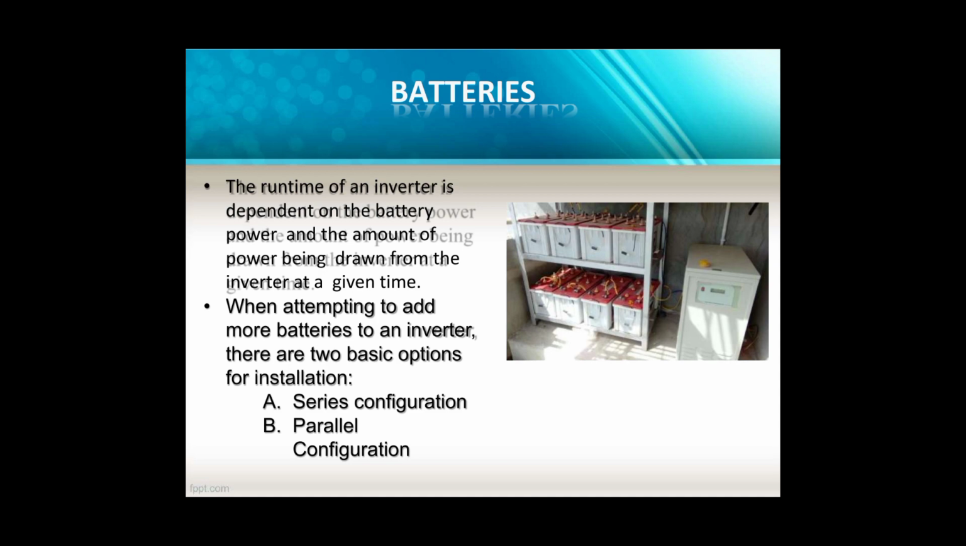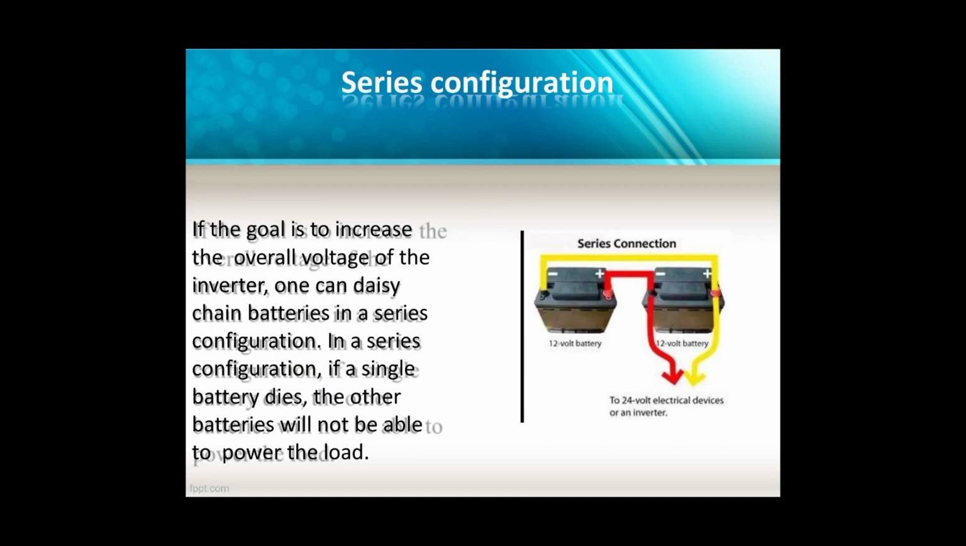As we all know, batteries are used to store DC power. There are two basic types of configurations. Series configuration. When we require more additive voltage, we use series configuration. The disadvantage of series configuration is that if one of the batteries is damaged, the whole configuration will not work completely.